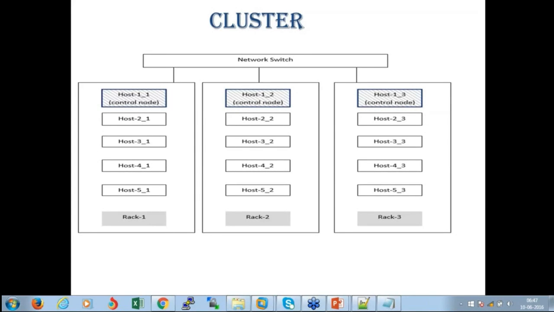Yeah, that's correct. That's a very good point. There are a few more aspects on top of replication, which we will discuss when we go to the architecture.